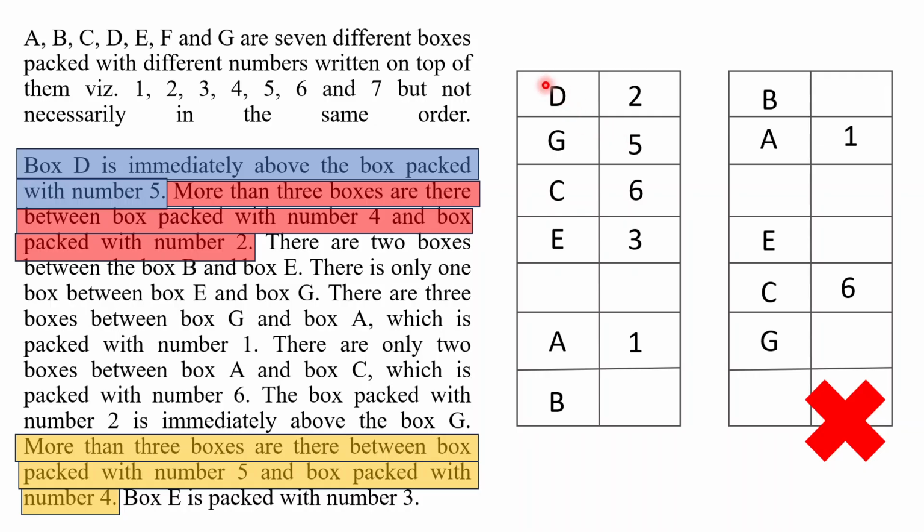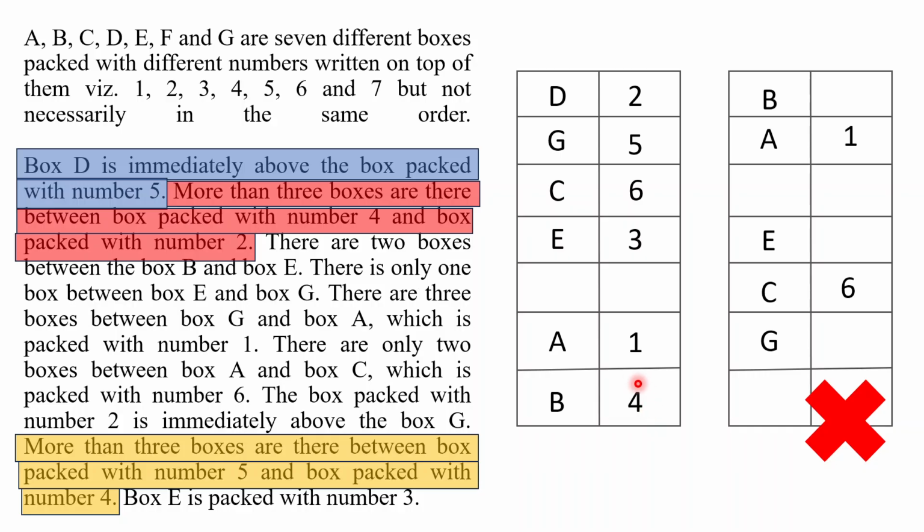So let's do that. Let's assign number 5 to box G and then we can place D just above box number 5. Now linking to this box number 5 there is a yellow highlighted portion which says more than 3 boxes are there between the box packed with number 5 and the box packed with number 4. Okay, so there should be more than 3 boxes between box number 5 and box number 4. So count with me 1, 2, 3 and 4. So we can place box number 4 here at the bottom. So we have placed box number 4 here.